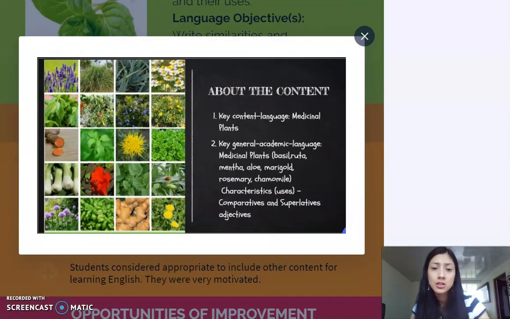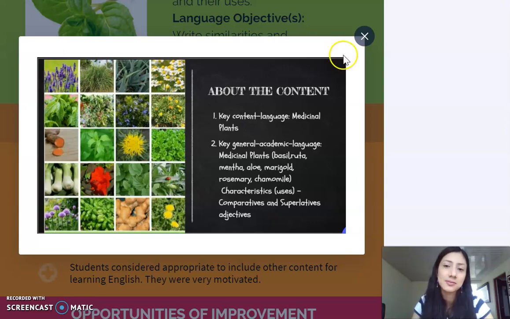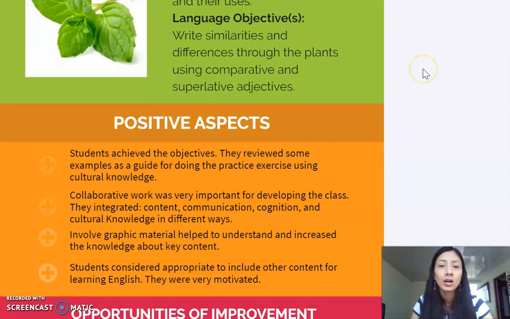I included in key content: medicinal plants, and in key general academic language: medicinal plants, six specific plants, characteristics or uses, comparative and superlative adjectives. Okay, because of the lockdown situation, I did this class using the Zoom app because it was impossible to do a class face-to-face.